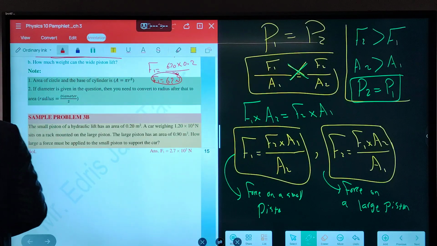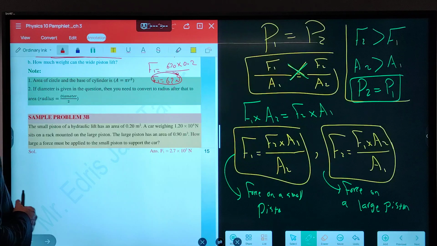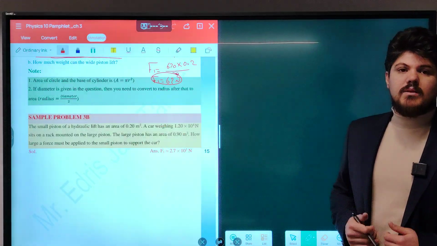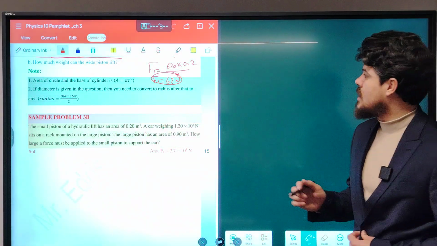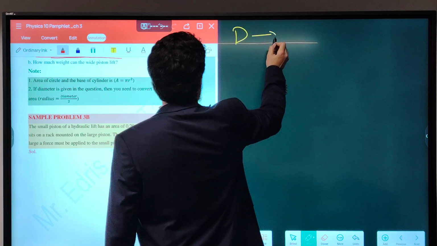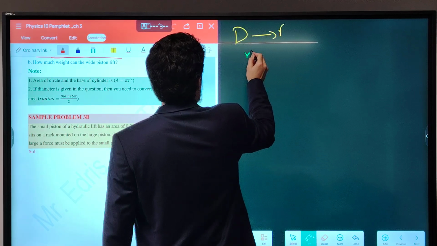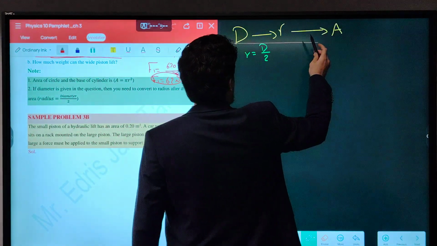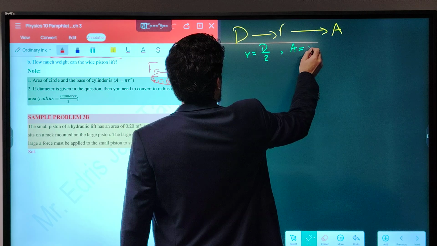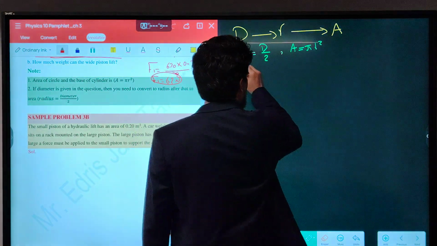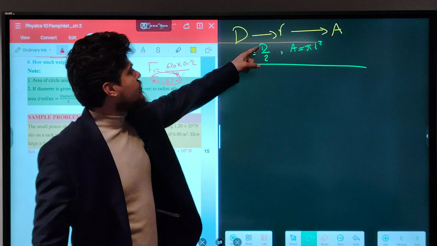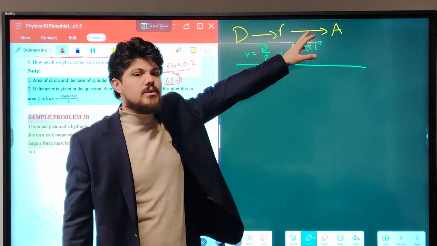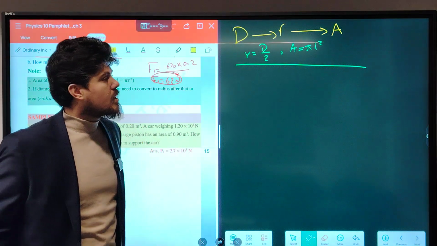The area of a circle, the area of the base of the cylinder, is equal to pi r squared. When area is not given, guys, be careful. If the area is not given, the radius or diameter must be given in the question. If the diameter is given, you have to convert this diameter to radius. How? Radius is equal to diameter divided by 2. And then you have to convert this radius to area. How? Area is equal to pi r squared. Because we don't need radius and diameter, we need area to determine the force on a small piston and a large piston.